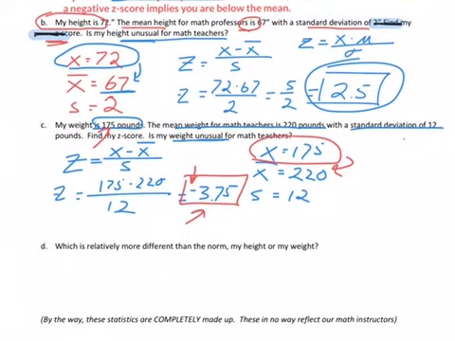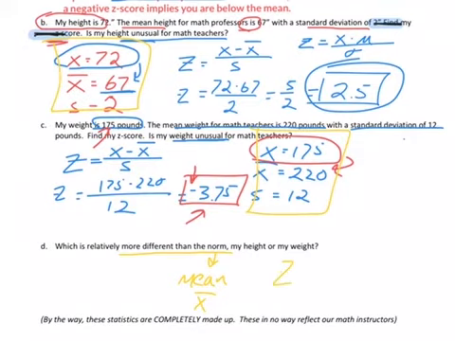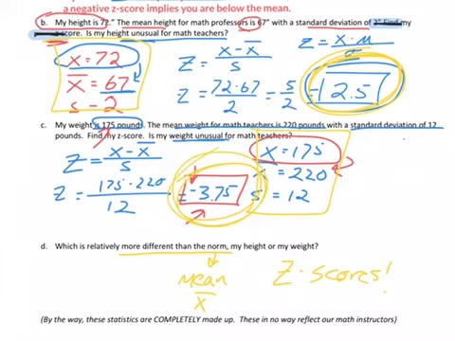Last question on this page, asking you to compare and figure out which one is more different than the norm. And by norm, I really mean the mean. So which one of these is more different than the mean? Well, you could look at the values and look at the mean, but that's kind of hard to decipher. You can't determine just by the data which one's more different than the mean. But the good thing is that z-scores allow you to compare two different sets of data. A z-score of 2.5 tells you you're 2.5 standard deviations away from the mean. A z-score of negative 3.75 tells you you're 3.75 standard deviations away from the mean.